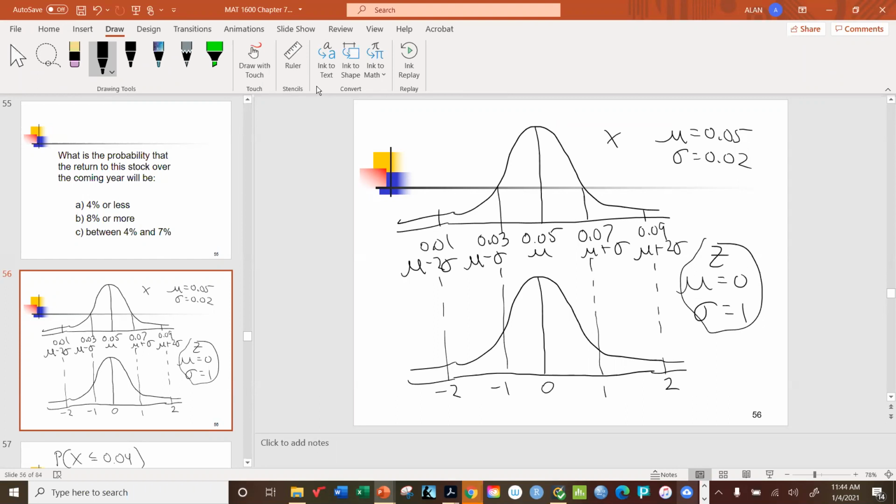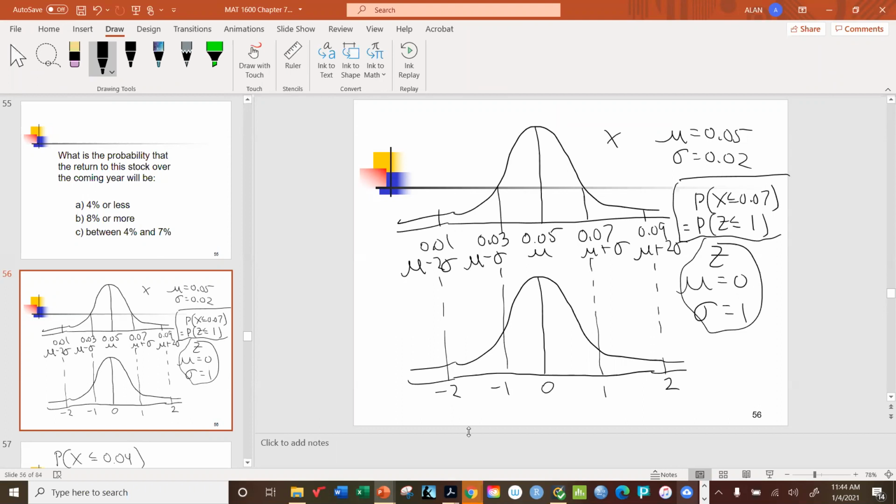So therefore, let's say I wanted to know the probability that X is less than 0.07. That means that it's the same as the probability that Z is less than or equal to 1. And that I can look up in my chart. In other words, this 0.07 is 1 standard deviation above the mean, as is 1 down here. So if I need this probability, I can easily look it up in the chart by looking for 1, because they mean the same thing.